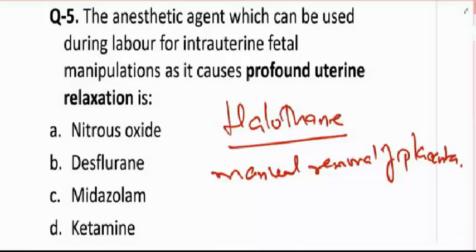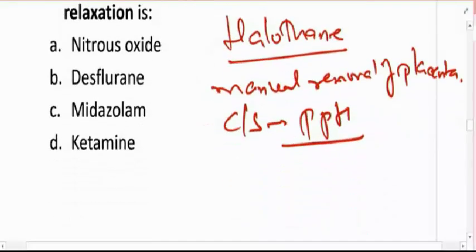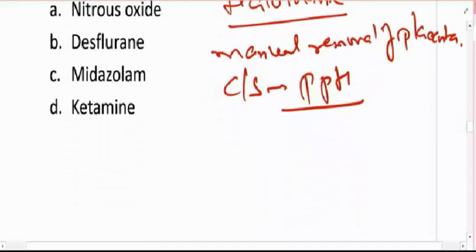Other inhalation agents also cause uterine relaxation. Not that much as caused by halothane, but a significant degree of uterine relaxation is caused by other inhalation agents, including desflurane, isoflurane, enflurane, and sevoflurane. Now, if you give inhalation anesthetics at the time of the caesarean section, that can lead to postpartum hemorrhage. Right? Use of inhalation anesthetic at the time of caesarean section under general anesthesia can lead to postpartum hemorrhage.